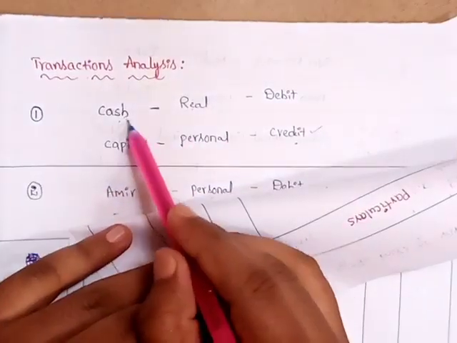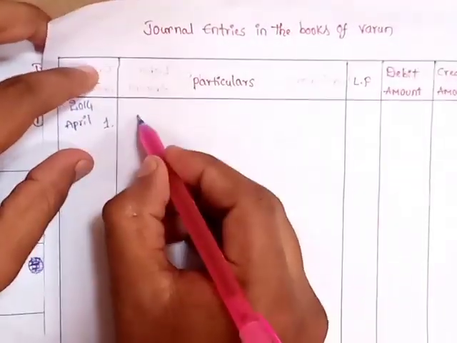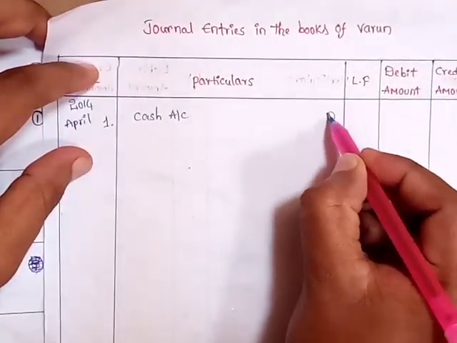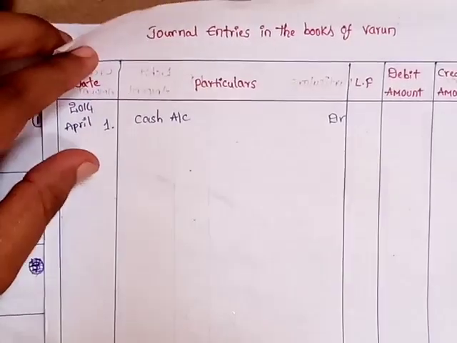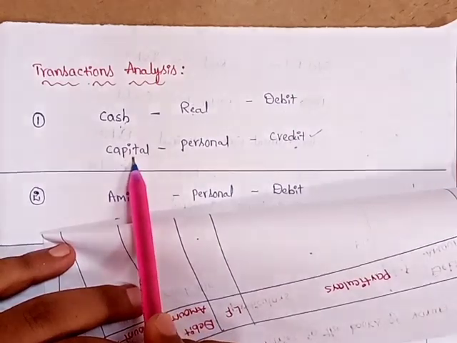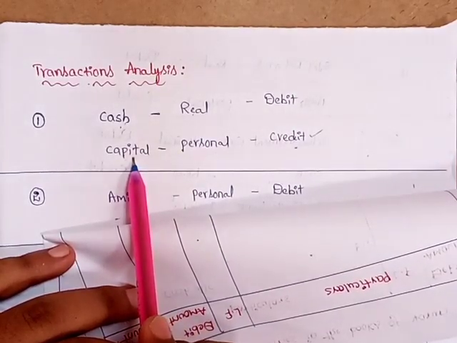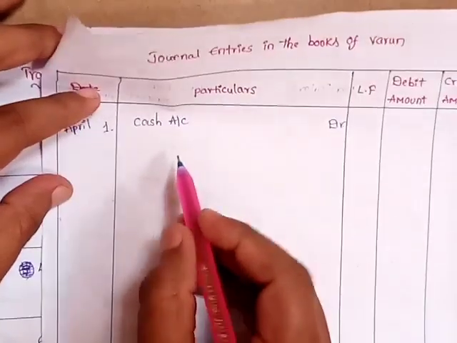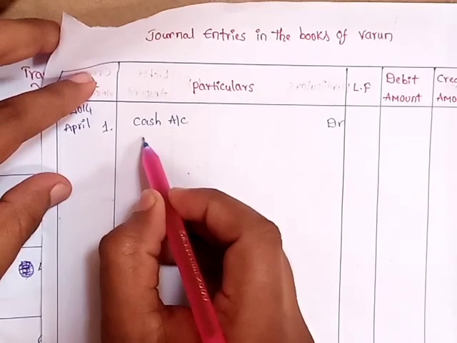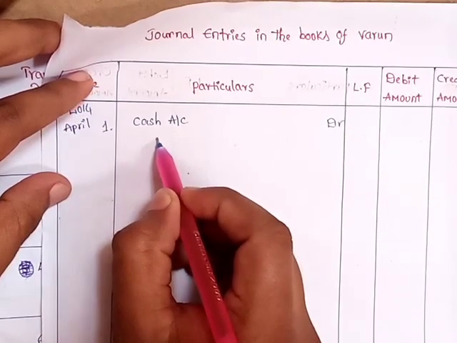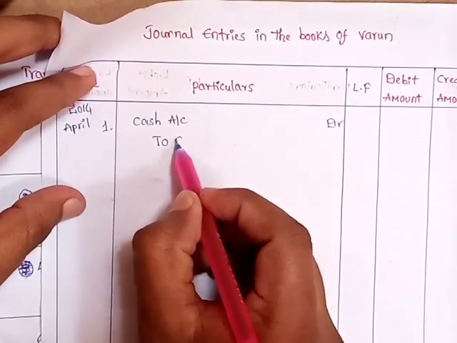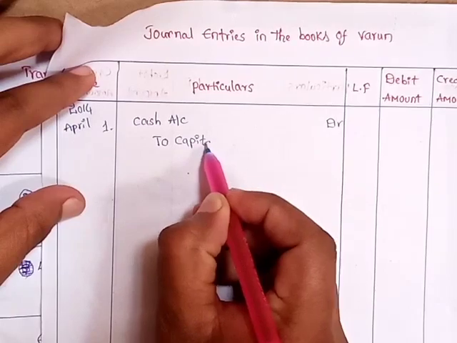So what is the debit aspect? Cash is the debit aspect. So cash account debtor. Next, in the next line we should write the credit aspect. The capital is the credit aspect here, so we should write capital in the second line. Leave two letters and put prefix 'to', then write the credit aspect, to capital account.